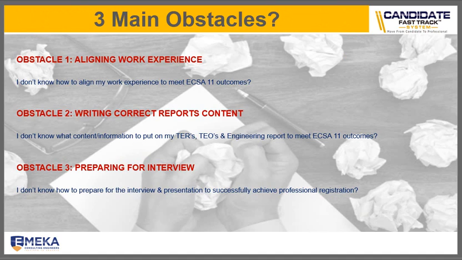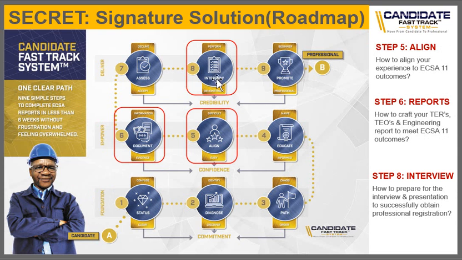Let's recap again the three main problems. We want to remind you: obstacle number one, aligning your experience; number two, writing the correct report content; and number three, preparing for the interview. Like we say, those are part of our signature solution, our candidate fast track system that we have designed and been using. We've tested it. It has produced the results to help you register with ECSA.